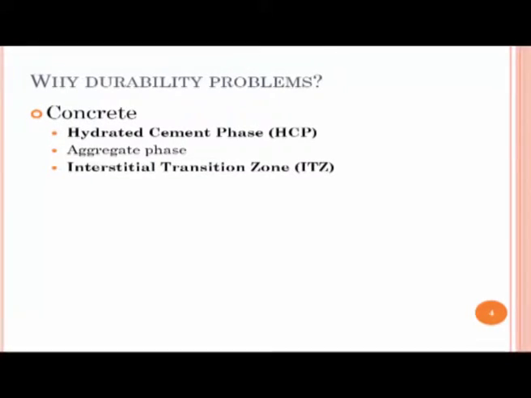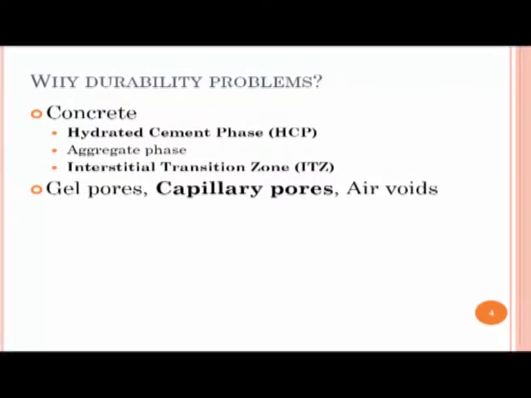Okay, so you have a multi-phase nature of concrete. Now why is it responsible for durability problems? Because it also has other aspects within it. For example, you have porosity in the system. These pores are mostly interconnected.